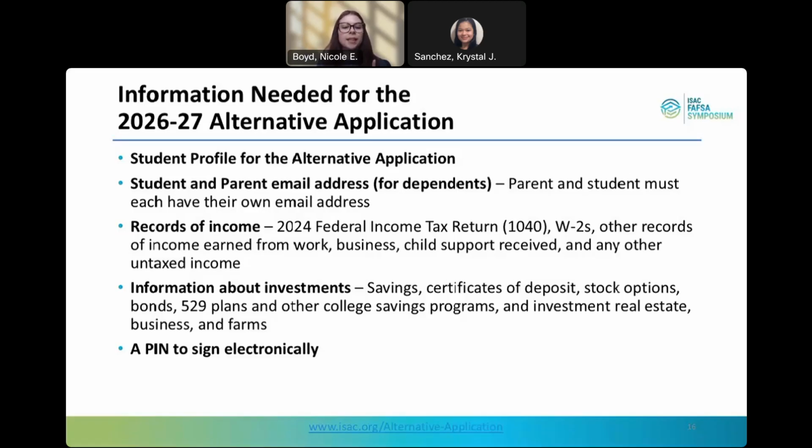So this would be savings, certificates of deposit, stock options, bonds, 529 plans, as well as other college savings programs, investment real estate, businesses, and farms.